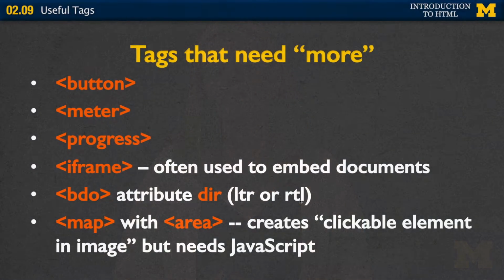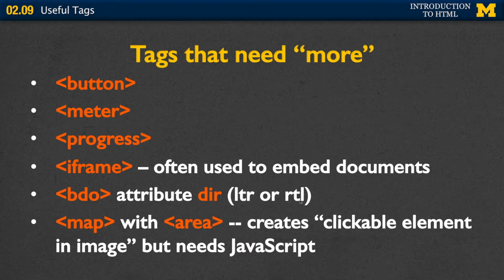The issue with these tags is that, when I say need more, it's really weird to use these tags unless you're also incorporating them with JavaScript or some other elements that you probably don't know a lot with yet. So these include the button, the meter, progress, iframe, BDO, which stands for bidirectional orientation, and then the map attribute along with area. Now, people really like these, but they tend to need JavaScript.